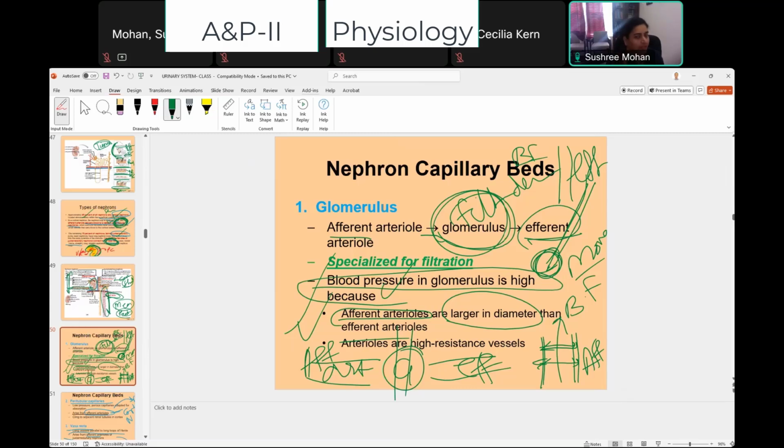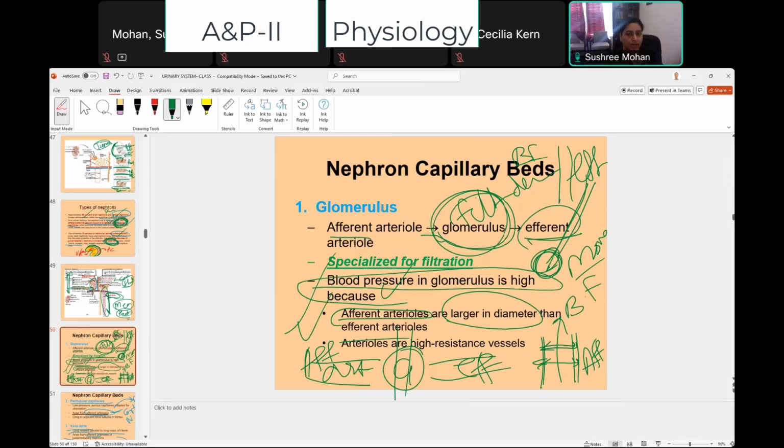capillaries. Okay, this pressure gradient is not used in the loop of Henle when reabsorption happens or when secretion happens. We don't need pressure gradient there because we are going to use carrier proteins as transporters for that work. Keep it aside for now.